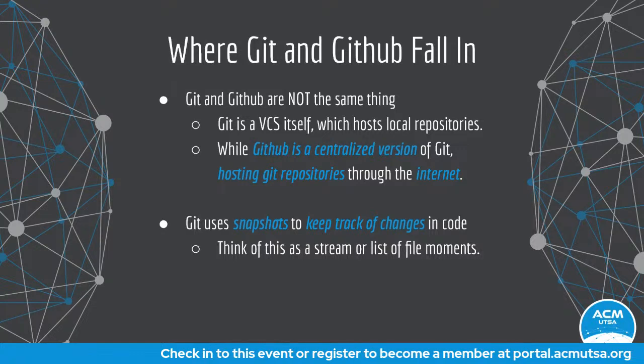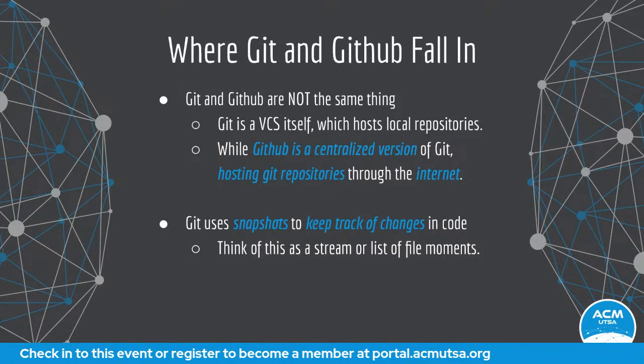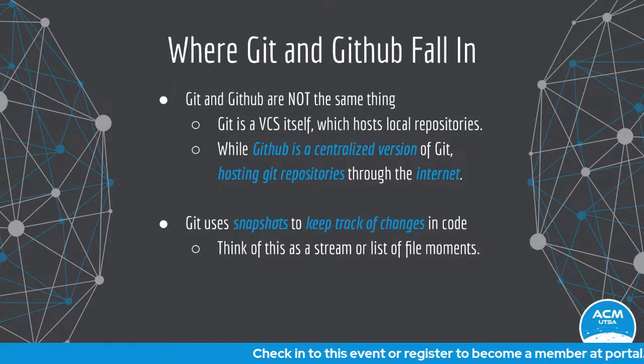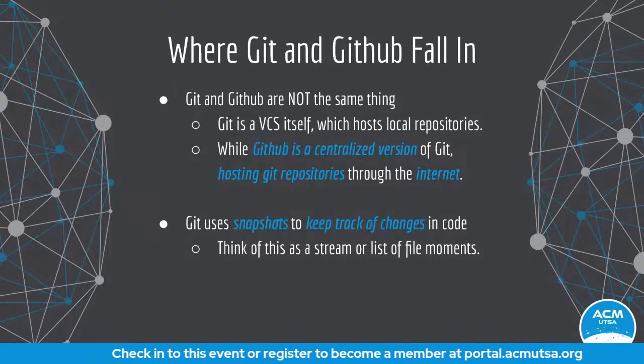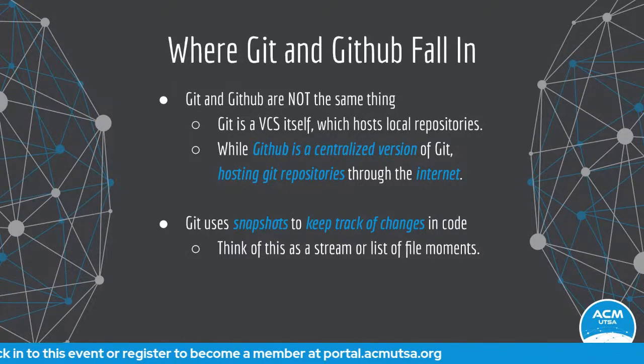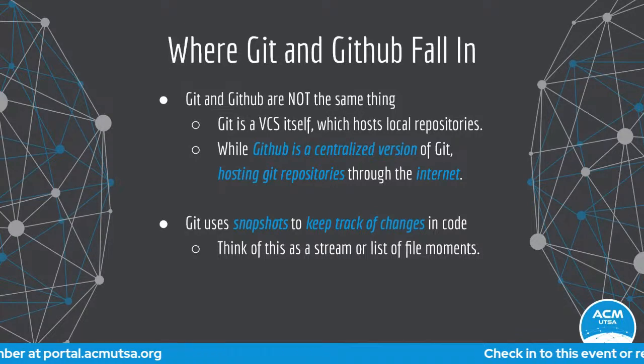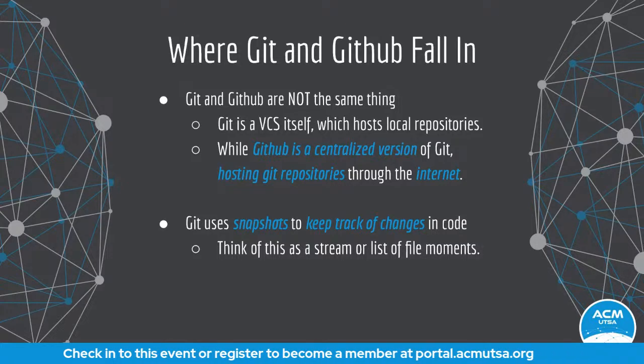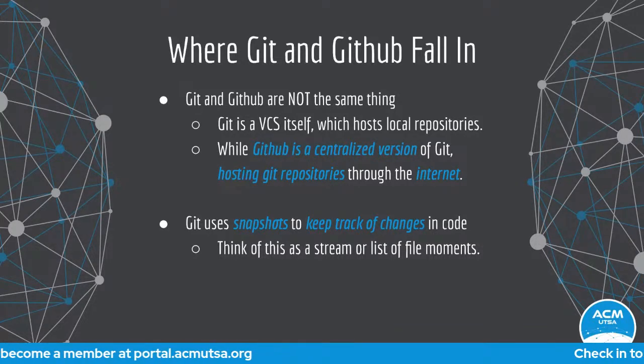I mentioned, as you probably heard me say earlier, that Git is a version control system. You may have seen from the title that we've also mentioned GitHub. Keep in mind that Git and GitHub are not the same thing. Git itself is the version control system, and it hosts your local repository. However, GitHub is a service, a centralized version of Git. So you basically have these code bases or repositories which are hosted through the cloud or through the internet. And the way this version control system works is that it uses snapshots.